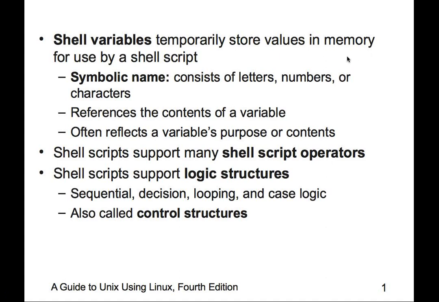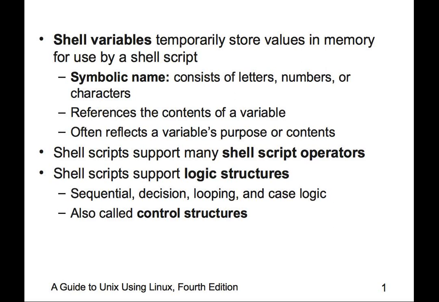First thing we want to talk about is the components of a shell script as our book references them. Most of this information will come from Chapter 6. Our shell script will need three different things: shell variables, shell script operators, and logic structures. So a shell variable will store information in memory for use by the shell script. We'll reference those variables. We'll look at the contents of those variables to make a logic structure decision, and we'll just use variables a lot.